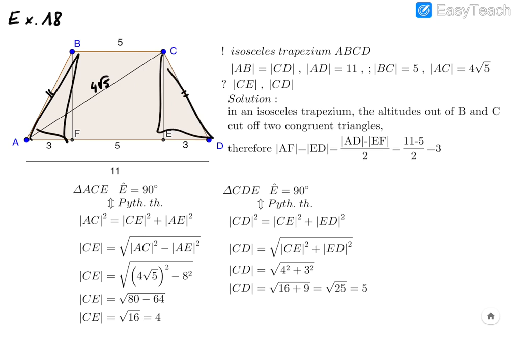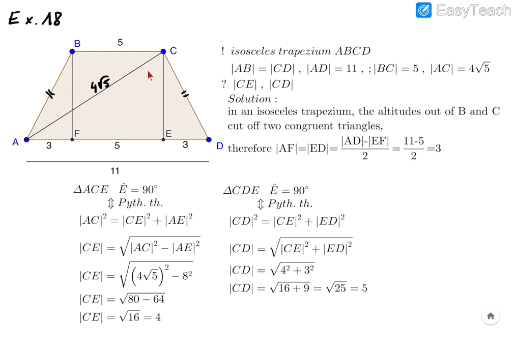congruent. Yes? Okay. Because we know that, that's why we can divide the 11 minus the 5. Then we're left with 6. So 11 minus 5, we're left with 6. And 6 divided by 2 is 3. And that's how we know that this is 3 and this is 3 as well.